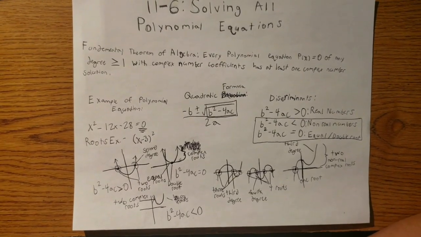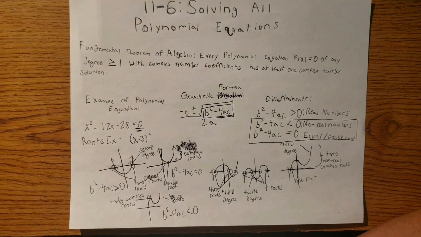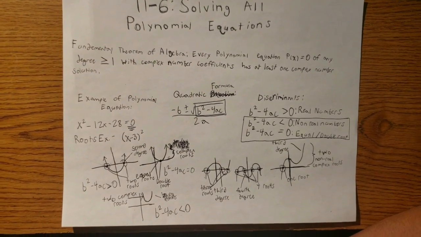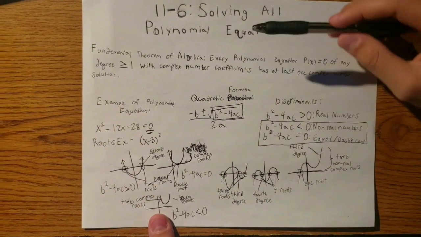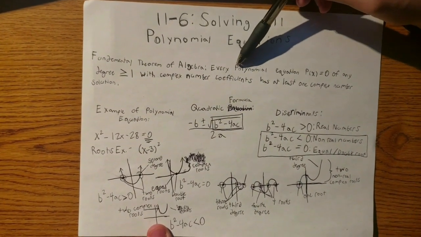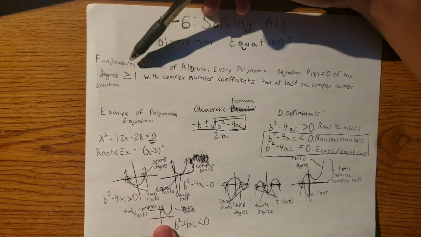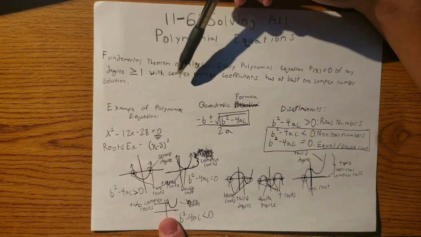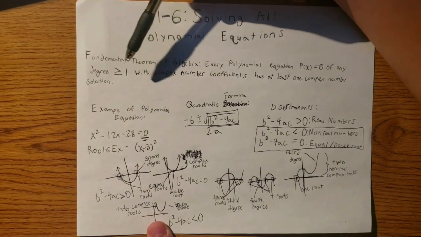Hello. Today we'll be looking at section 11.6, solving all polynomial equations. In this section, we learn the fundamental theorem of algebra. This theorem states: every polynomial equation p of x equals 0 of any degree greater than or equal to 1 with complex number coefficients has at least one complex number solution.